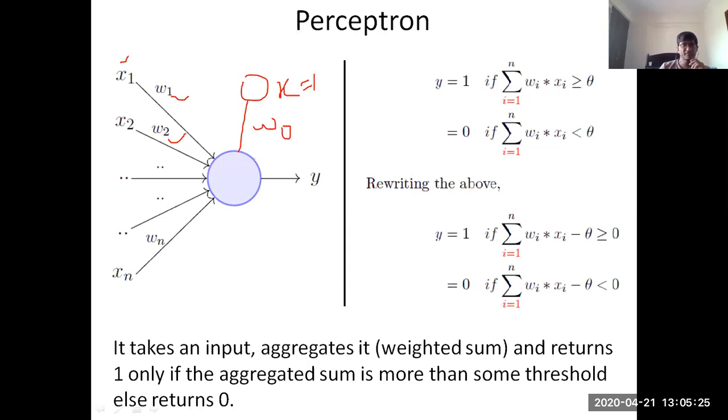The activation function which is used in Perceptron is pretty simple. As you can see, it can produce the output as either 1 or 0, right? So 1, it can be the case where this summation is greater than or equal to some threshold value theta. Otherwise, if this value is less than theta, then it produces the value 0. Right? So we can rewrite the above equation in this form. It takes the input, aggregates, and returns 1 if the aggregate sum is more than some threshold value. Otherwise, it will return 0. Right. So this is what I was talking about.